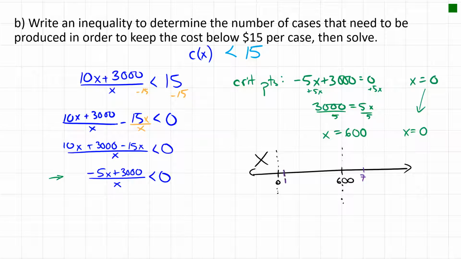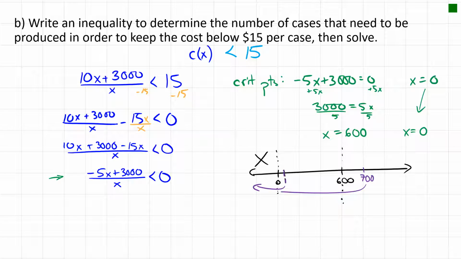No particular reason. I could have picked 701, or 601, but I'm just going to pick 700. So those are my two test points. So now I plug them into the inequality over here to test these two points.